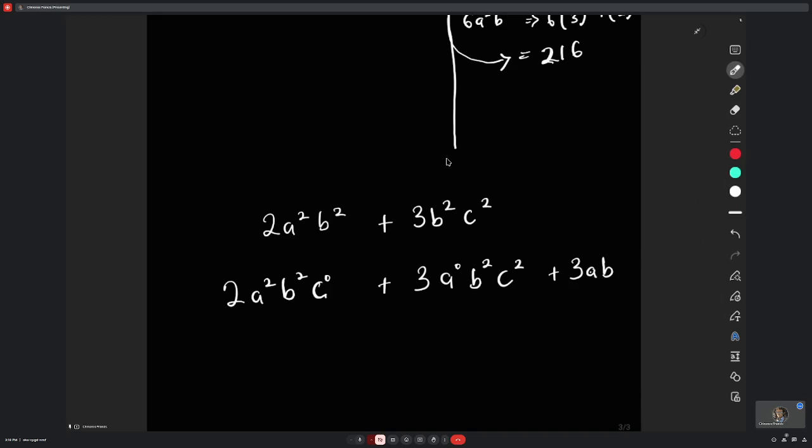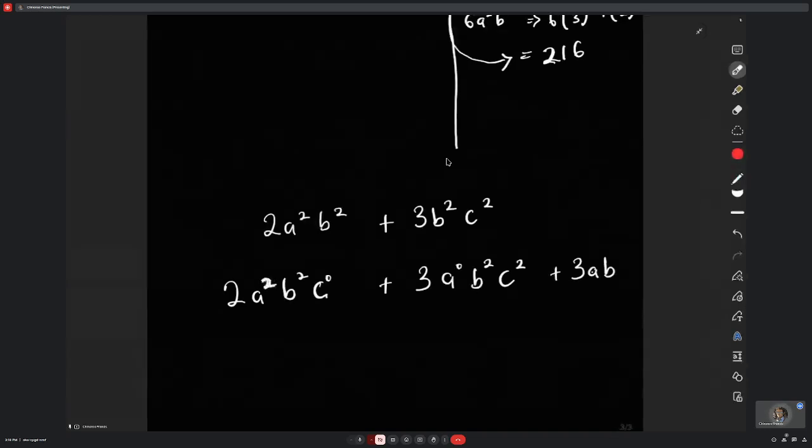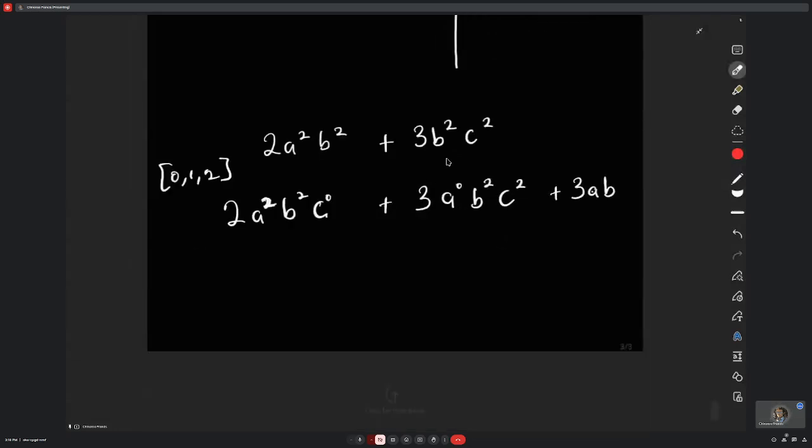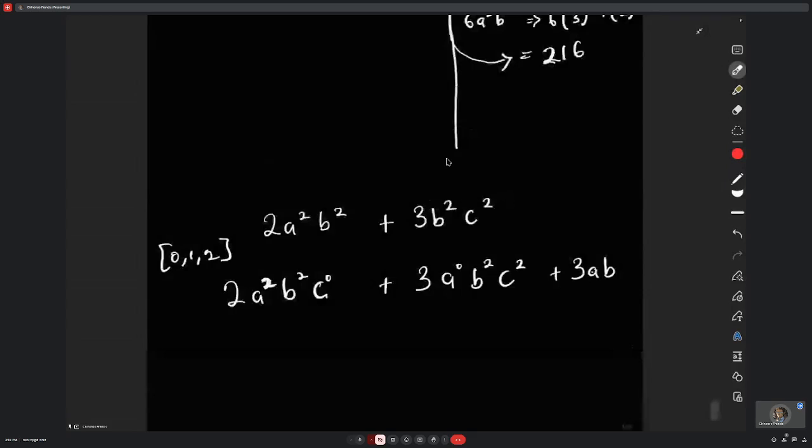You're still going to evaluate. Now this is 2 here, right? So you're going to use an interpolating set of 0, 1, and 2. Evaluate the 3 of them over this interpolating set, and then do element-wise summation.